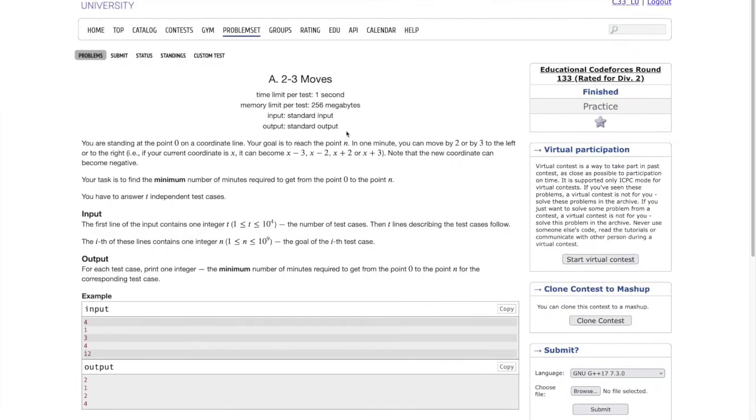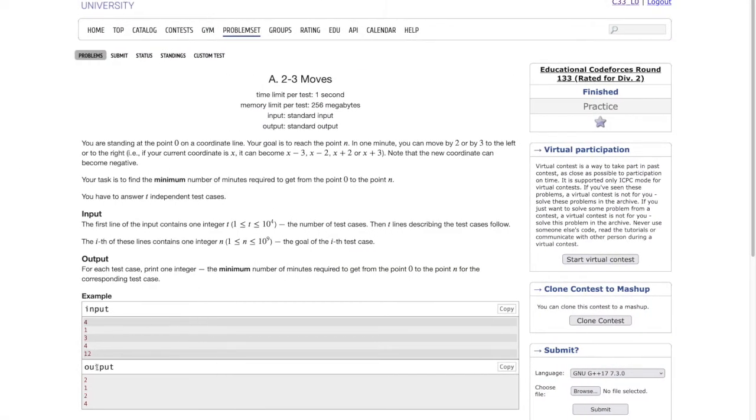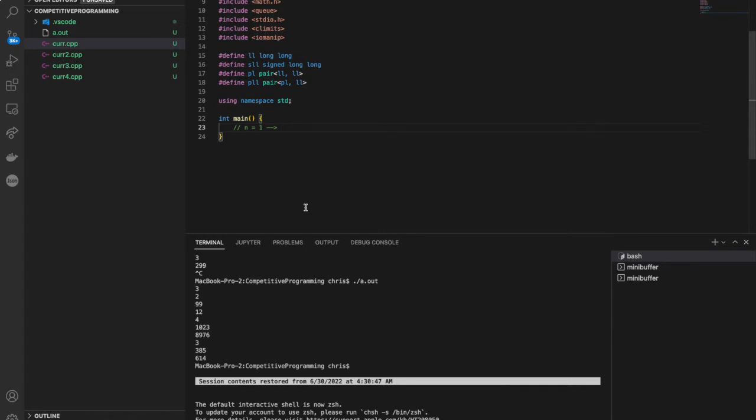The way I like to look at this is to start from the basics. What's the answer for something like n equals 1? It would be x plus 3, and then we could subtract 2 to get back to 1. I think that's the best way because there's no plus 1 move. The best we could do is a plus 3 and then minus 2, so that's 2 moves right here.